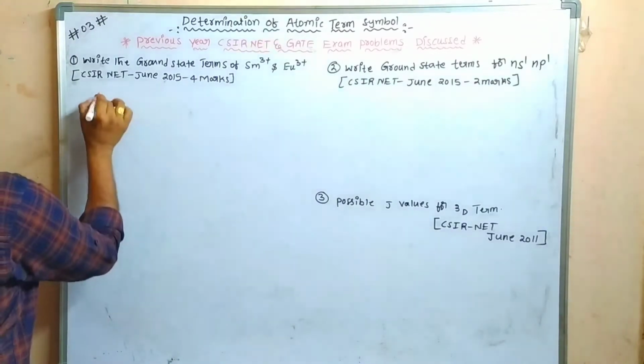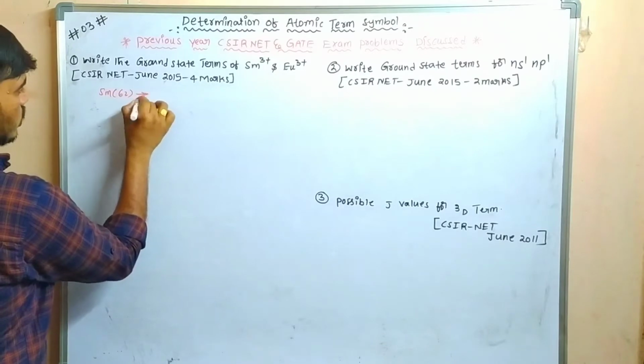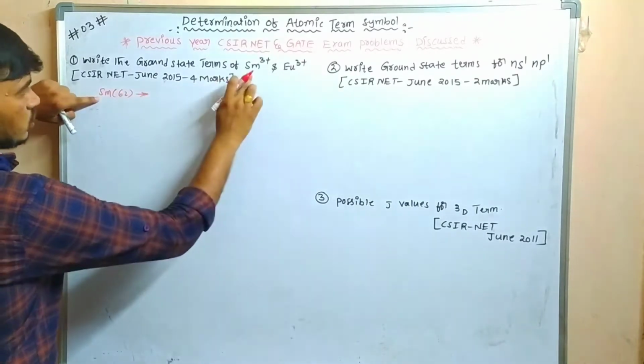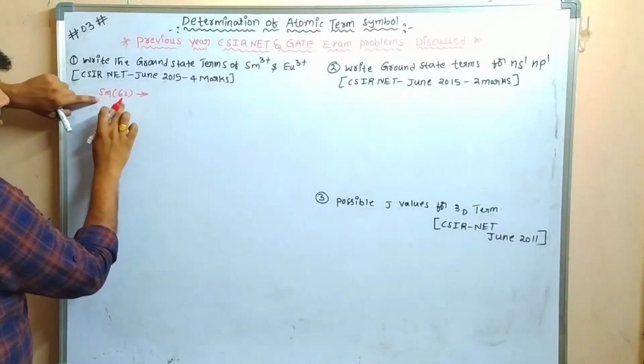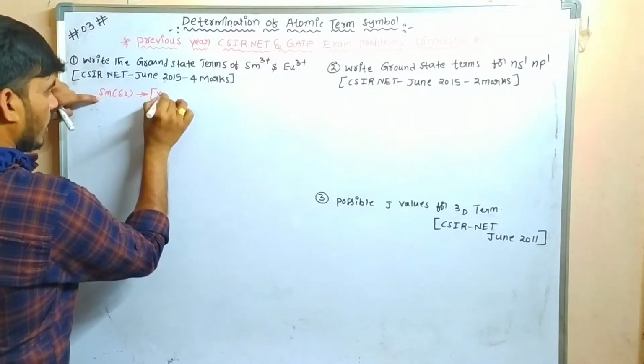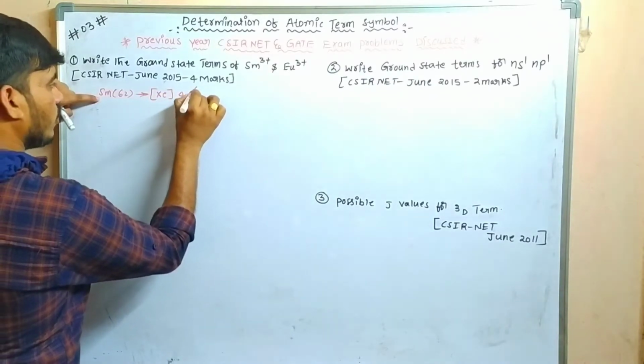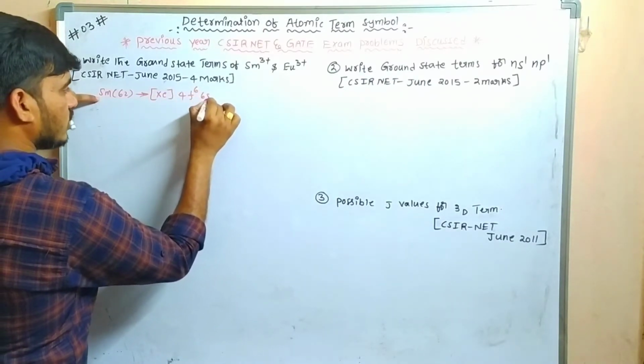In that, samarium's atomic number is 62. These two are F block elements. So samarium's atomic number is 62, and the general electronic configuration is here: this is xenon, which is 54, and here this is 4f6 6s2.